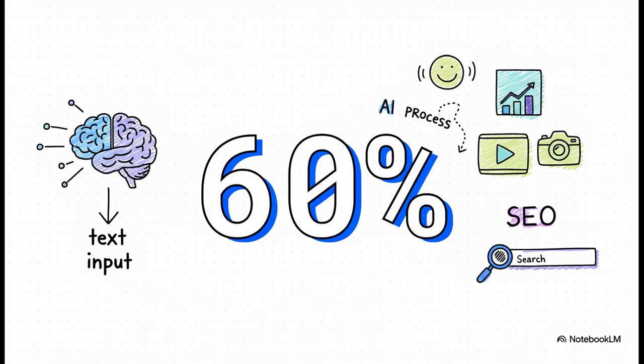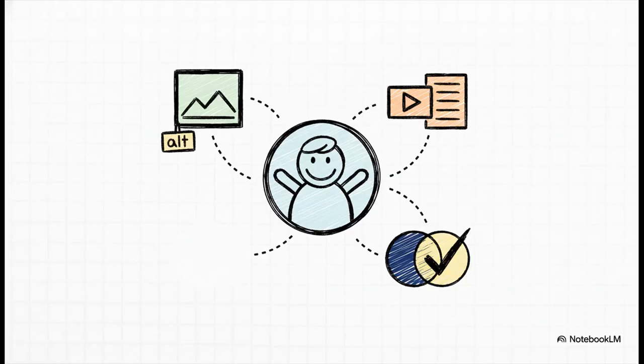And here's exactly why that matters so much. That number, 60%, that's roughly how many searches now happen on mobile devices. So if your content isn't optimized for that majority, you're missing out on a huge chunk of your audience. Simple as that.